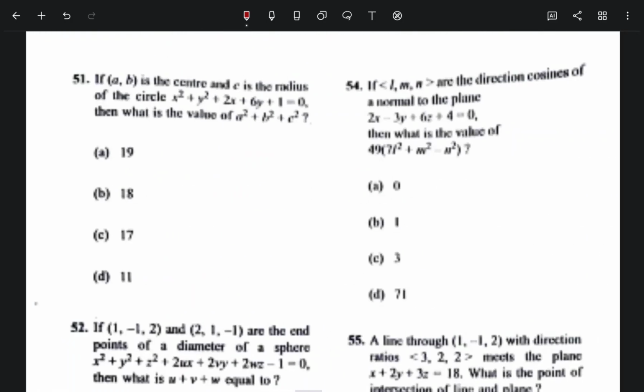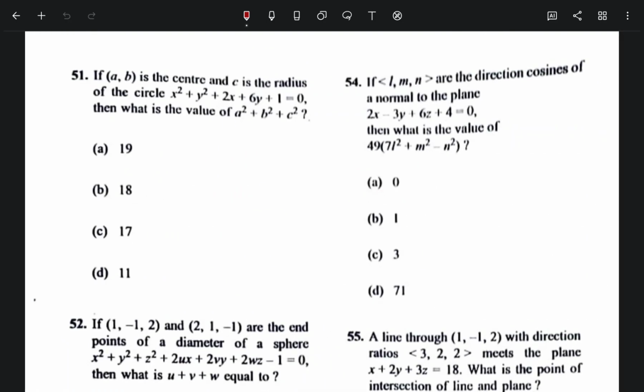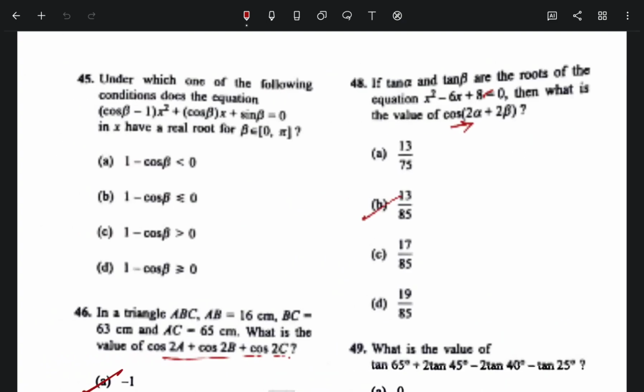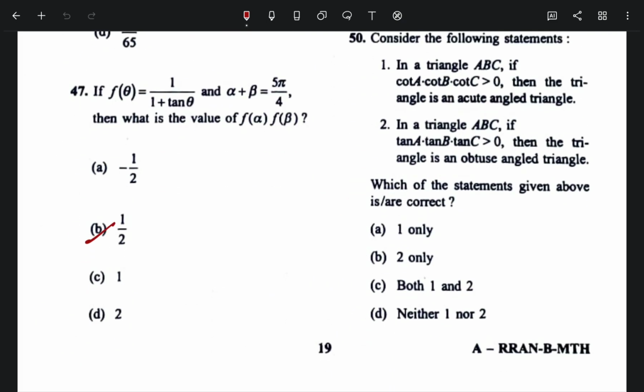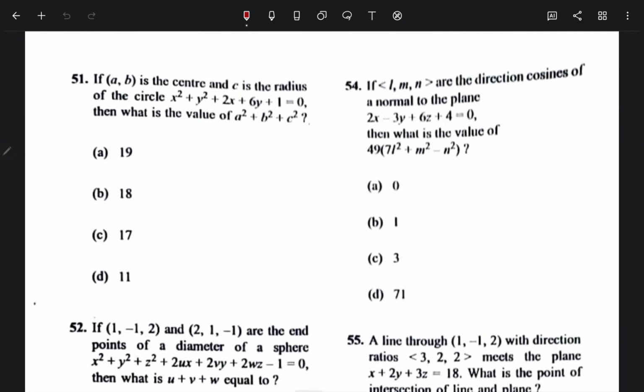So 50. The answer is A. 1 only is right, because this has to be true for acute, it won't be true for obtuse. 51, you have A is going to be 19.